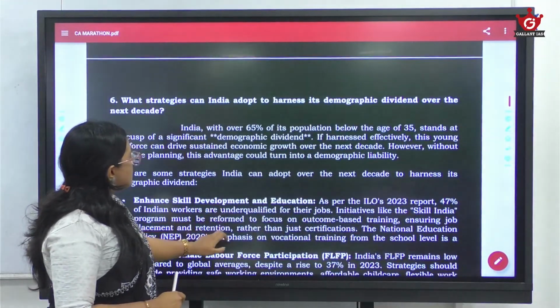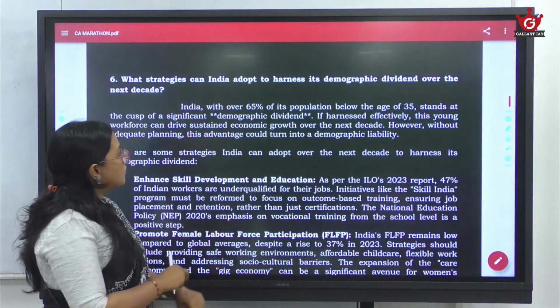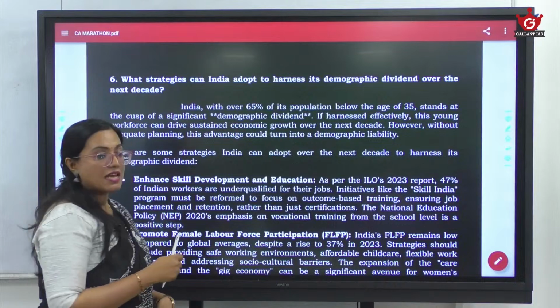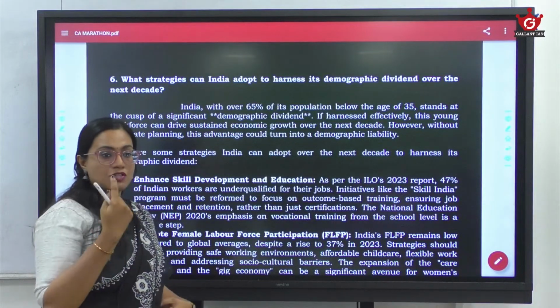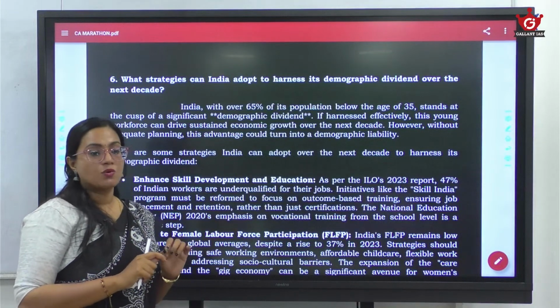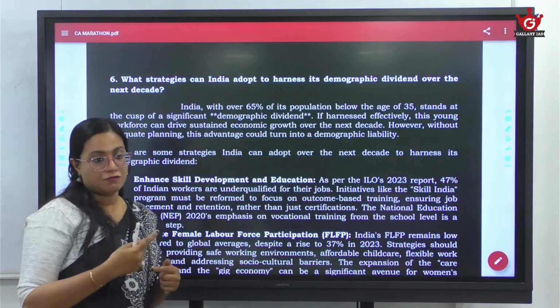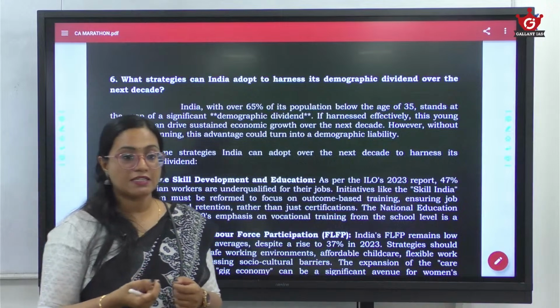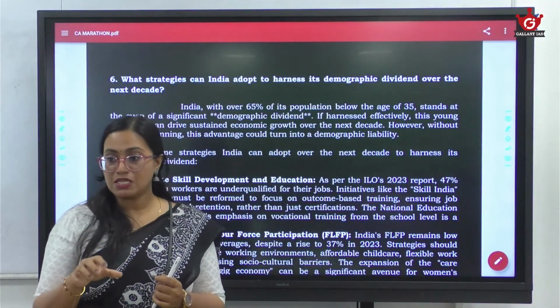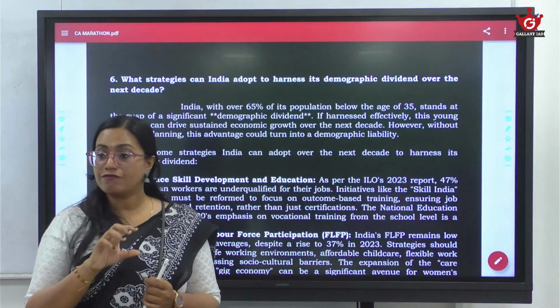What are the strategies that India can adopt to harness its demographic dividend over the next decade? So it's basically about the National Family Health Survey, which was conducted last year. Okay, this was a question based on that. So when you have such censuses, like for next year, you may have certain census data coming up. So if such a question is asked, you should remember to quote the facts.